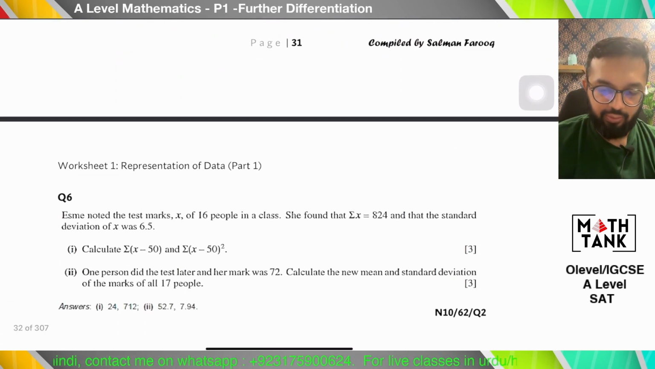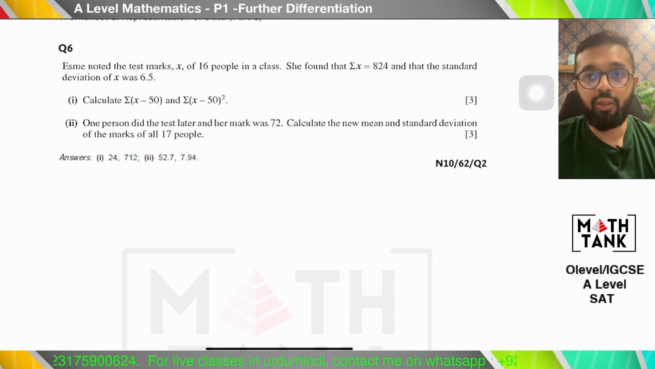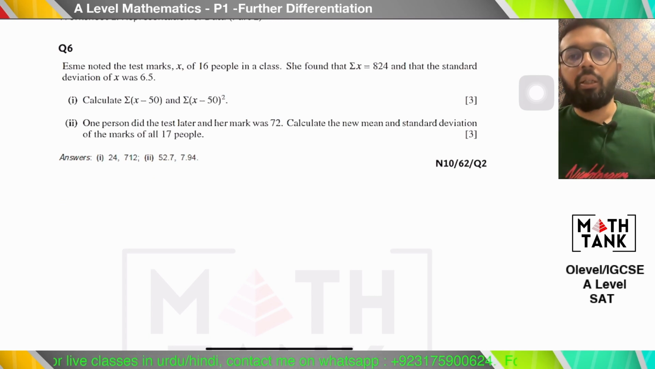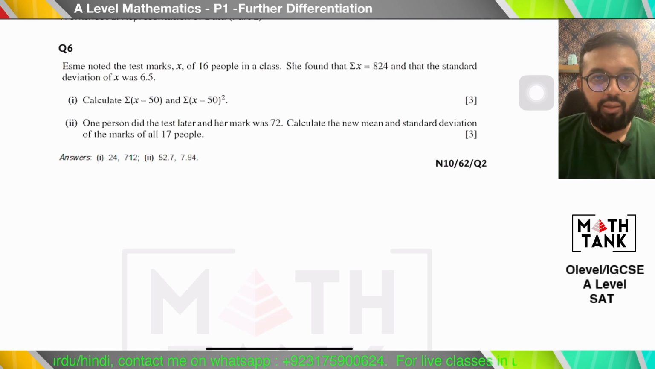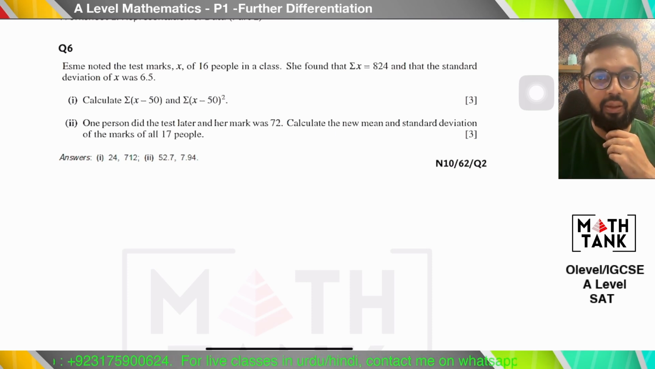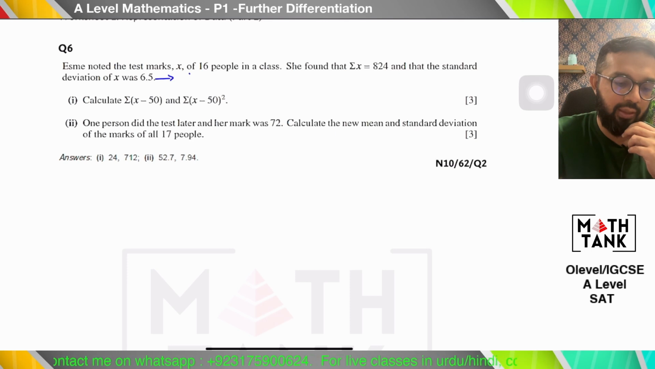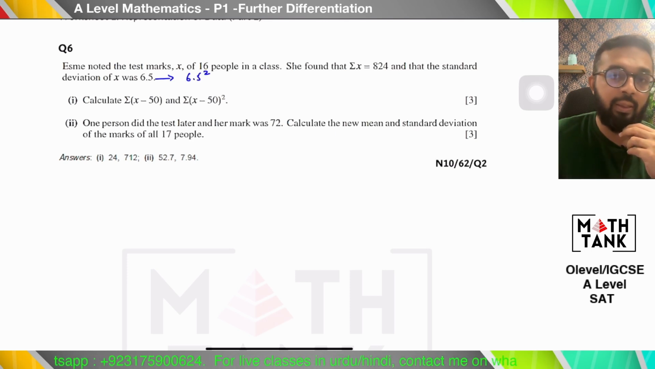Okay, I hope this question was useful. Let's look at this. This again looks like coding of data, so let's talk about that quickly. It says, Esme noted the test marks x of 16 people in a class. She found that sum of x is this, and the standard deviation of x was 6.5. I usually don't use the standard deviation, so let's keep that as the variance.